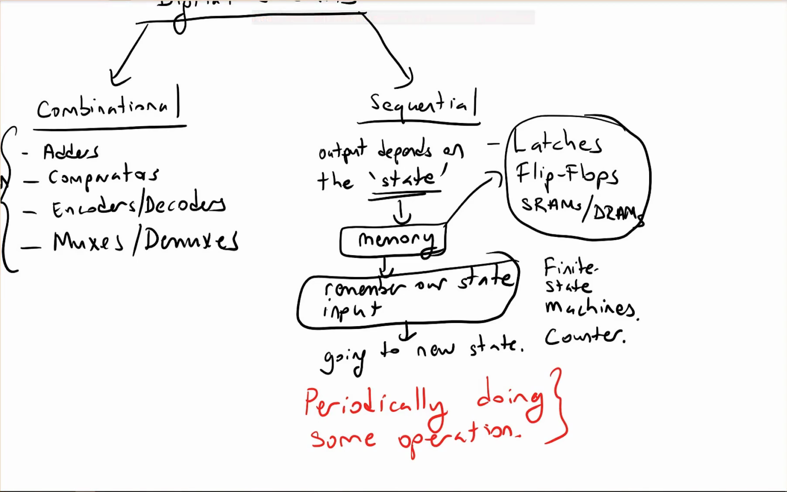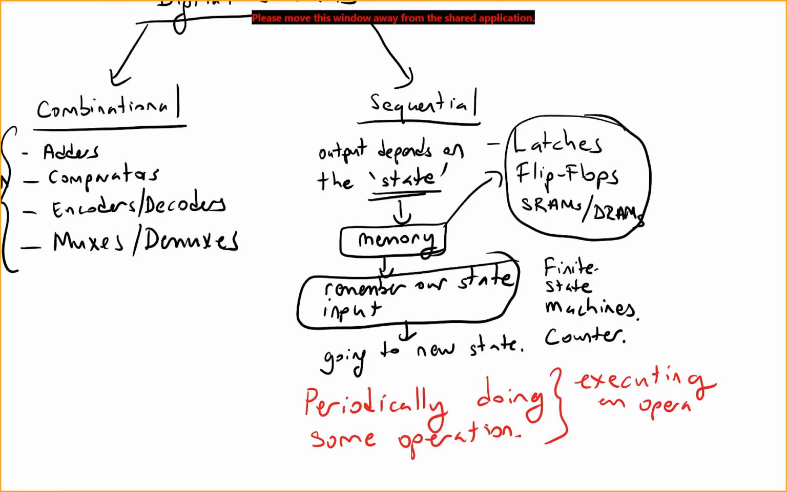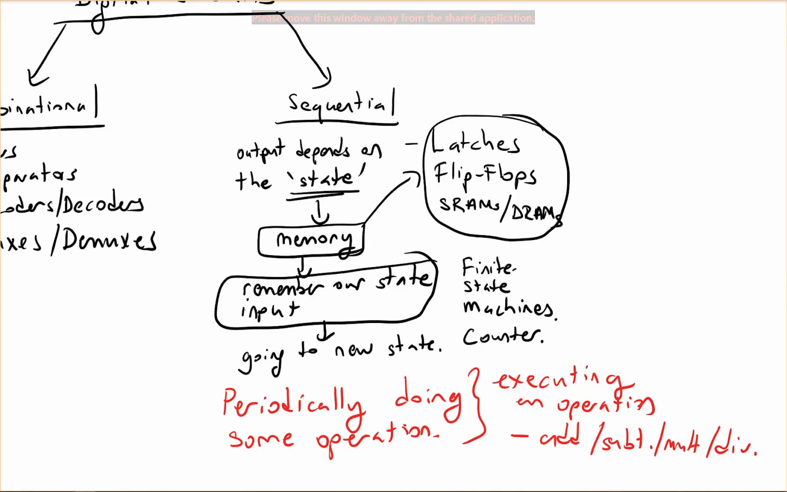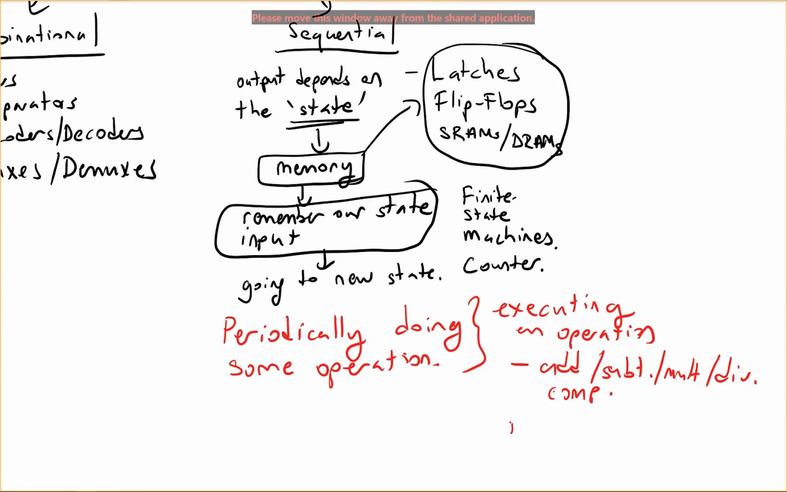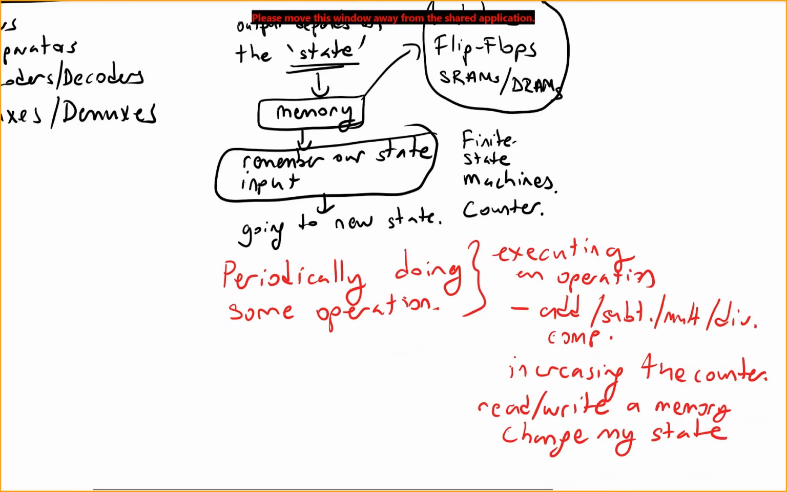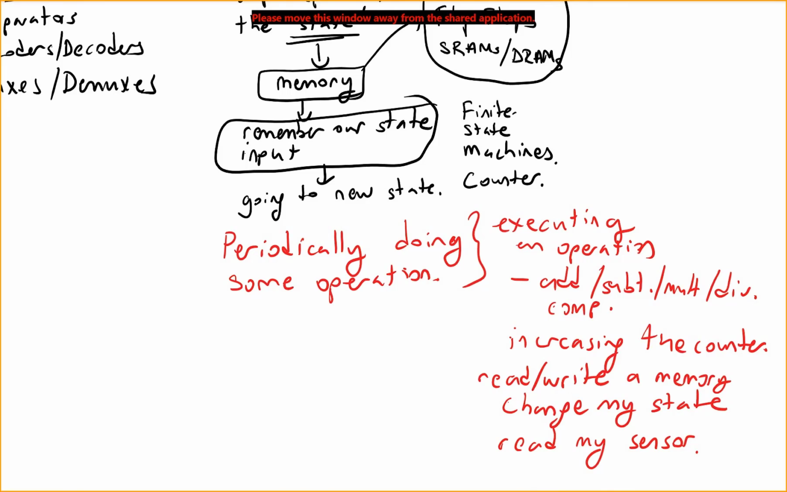This could be executing an operation, such as an add operation, a subtract operation, a multiply operation or a division operation. It could be a comparison, or whatever. We could be increasing our counter, for example. Or I might be reading or writing a memory location, or I need to change my state, or I need to read my sensor. But I need to do all of these with some time intervals, and I do it periodically, right?